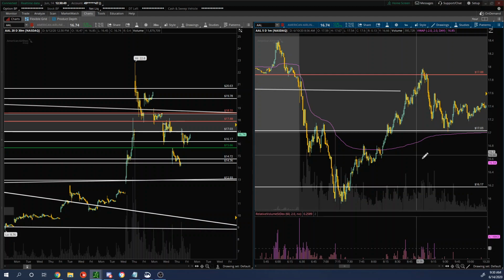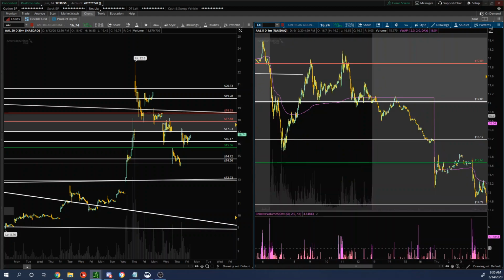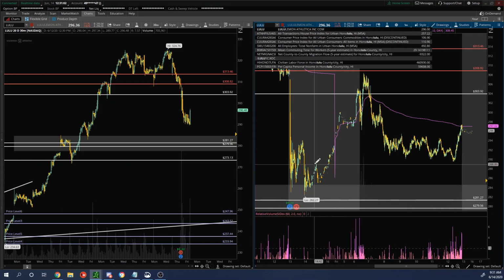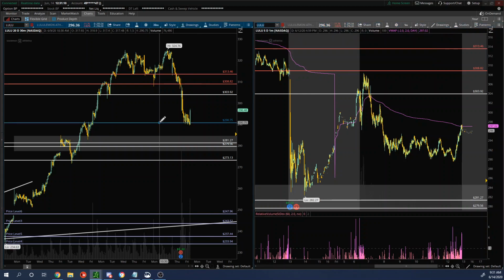And now we're going to go over Lulu. Similar type of event. The reason I was trading this was because they had earnings. So what does that do? Look at the volume. It brings liquidity to the stock. Okay, this is another really simple one, guys.